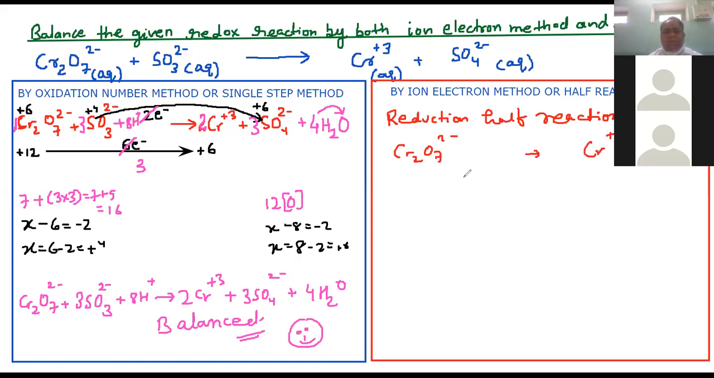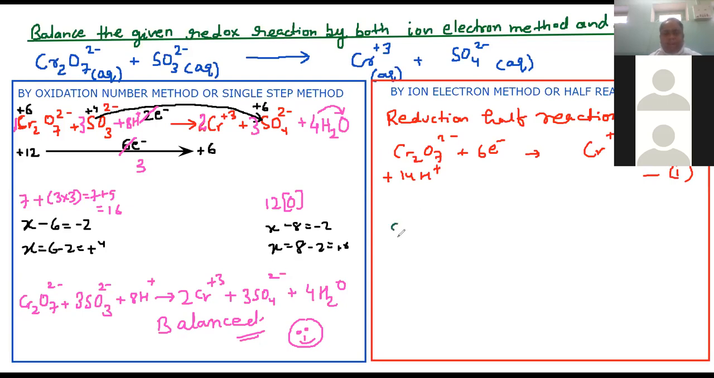So 6 electrons, here it is plus 12 charge. So we'll add 6 electrons here, and for oxygens we will add 7H2O because 7 oxygen is there. Now 14H+ has become excess, so we'll add 14H+. So this reaction is balanced. Let it be equation 1.